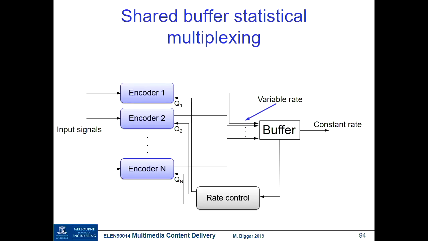So the constant rate is the output of the multiplexer. So we're effectively multiplexing in this buffer here, right? And that's feeding the satellite transponder.